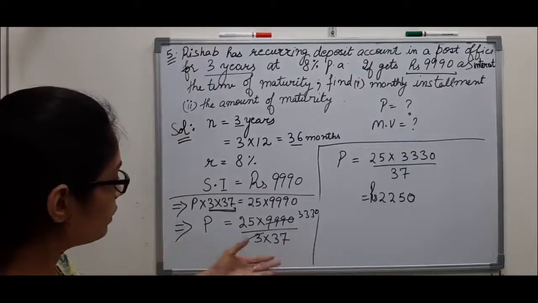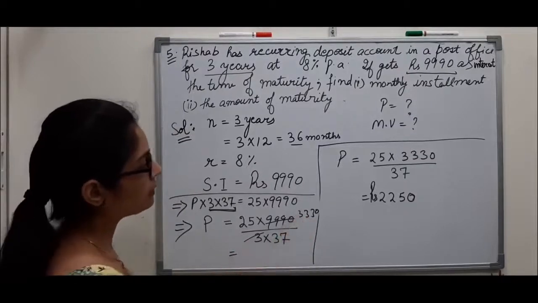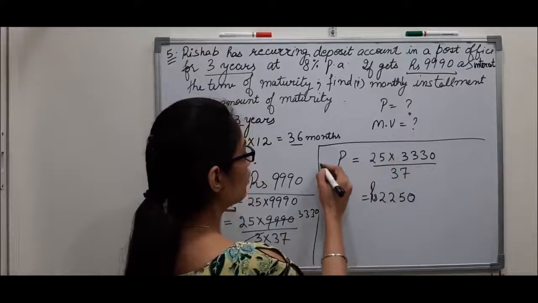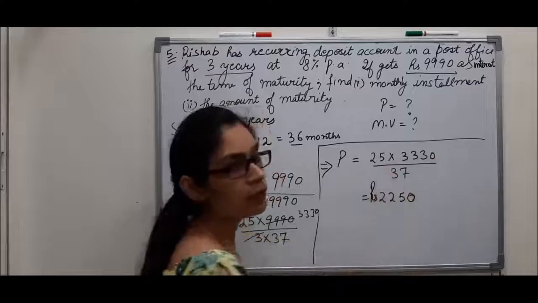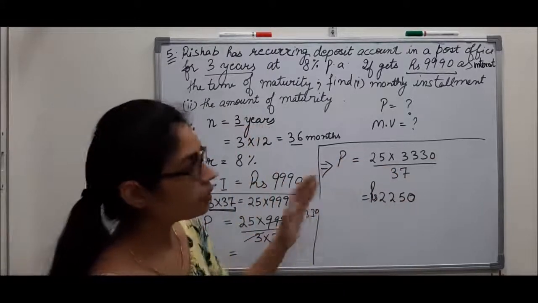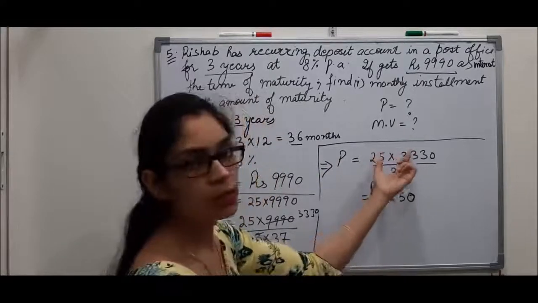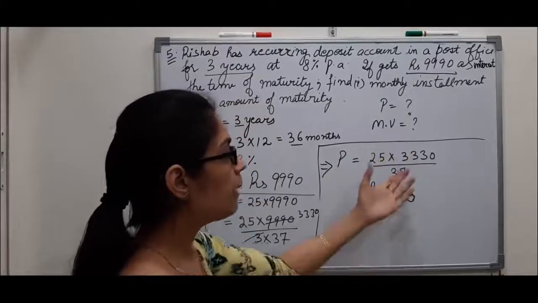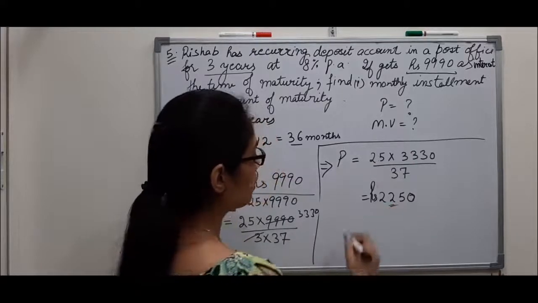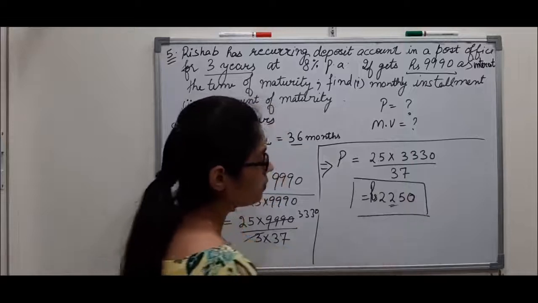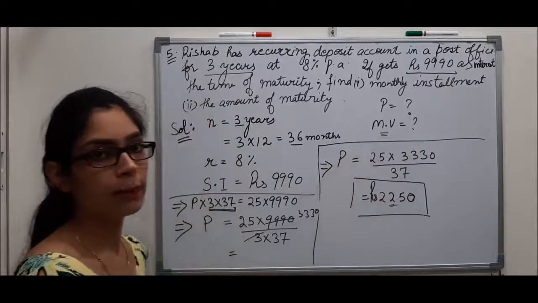On doing further cancellation, I can see 3 can be cancelled with 9990. So I have done the cancellation, then I have got P equal to 25 multiplied by 3330, which has to be divided by 37. Now I can see further cancellation is not possible, so I have to multiply these two numbers and divide the result by 37. Once I do all these steps, I will get the value of P as 2250. So my monthly installment is 2250 rupees.